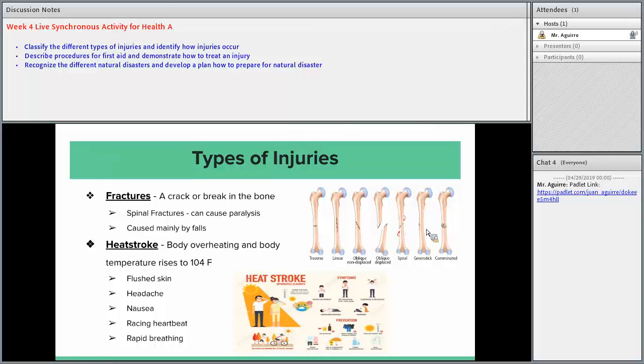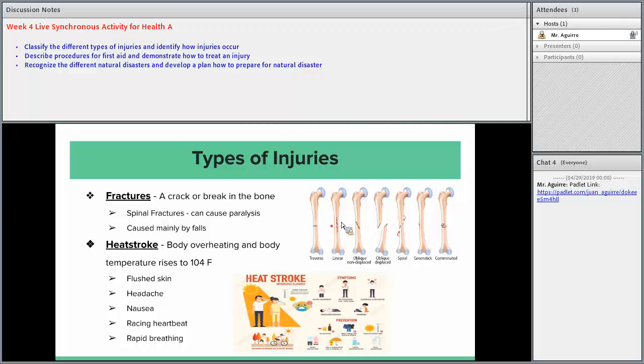Now with fractures, there are all different types. A transverse fracture is when the broken piece of the bone is at a right angle to the bone's axis. It just goes left to right. You see right there? It makes it easier with the pointer.